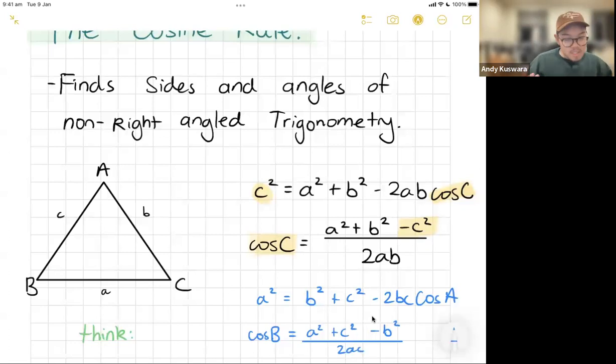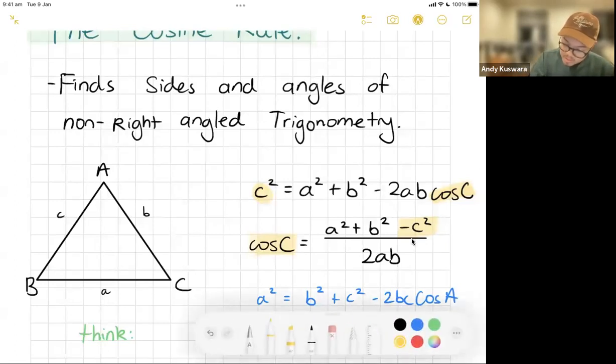Okay. All it's saying here is the order of the letters doesn't matter. The only thing that matters is if I'm trying to find an angle or a side squared, you've got to minus the 2ab thing, and then it's got to be cosine of whatever that relates to. Same thing if I'm finding the cosine of a particular angle, I need to take away the square of the opposite side.